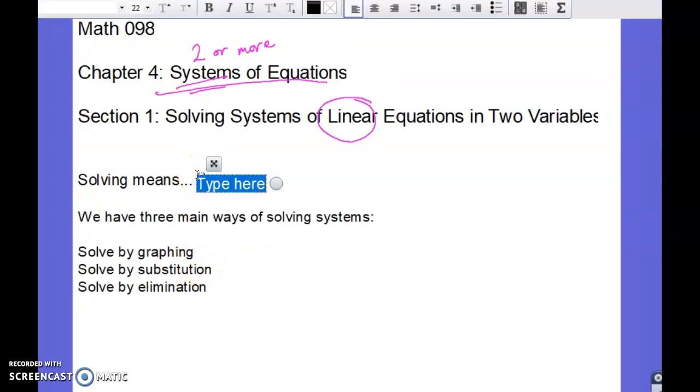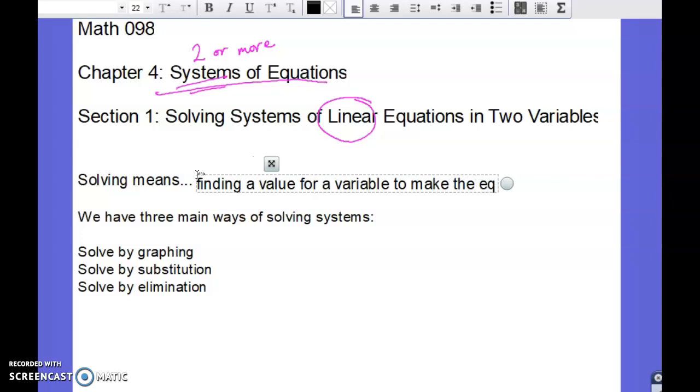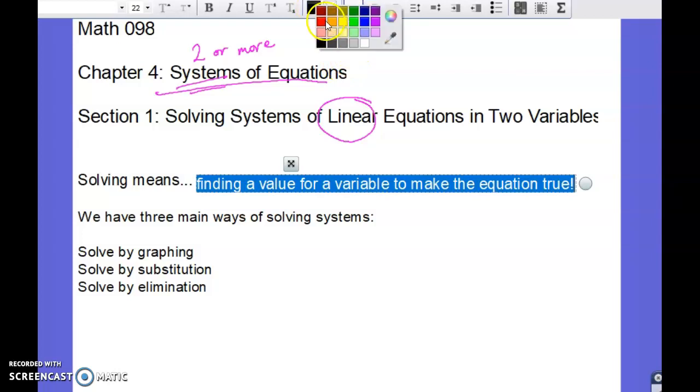So remember, solving means finding a value for a variable to make the equation true. I'm just going to type it out. Maybe I should bold that in a different color. There we go.